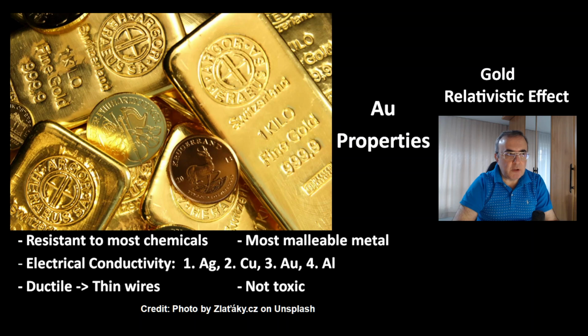These are properties of gold. It is resistant to most chemicals. It's a very malleable metal. It has the third highest conductivity behind silver and copper. Number 4 is aluminum. It is very ductile. You can make thin wires, and it is not toxic.